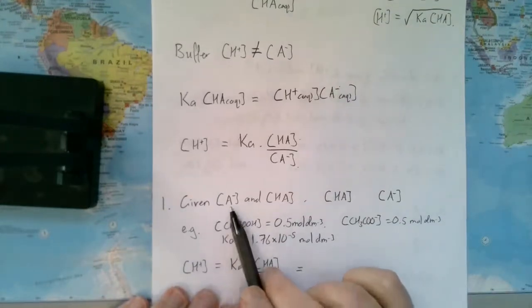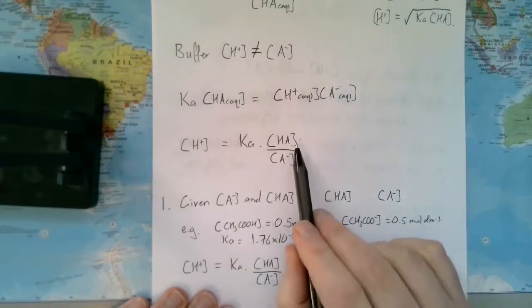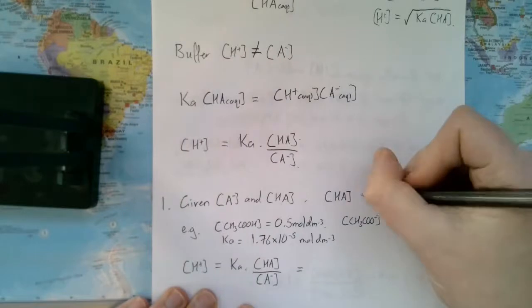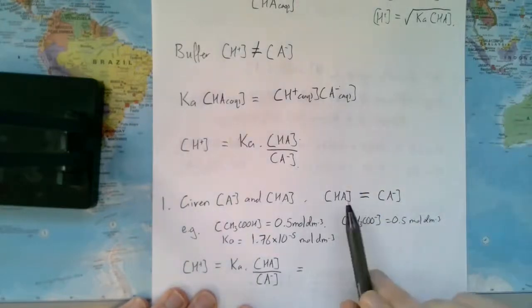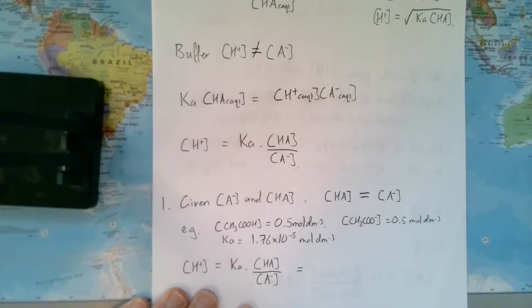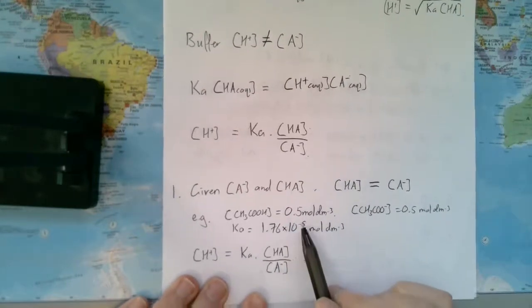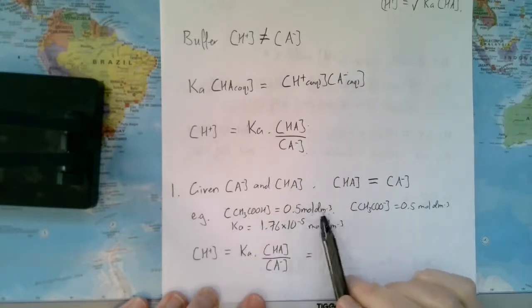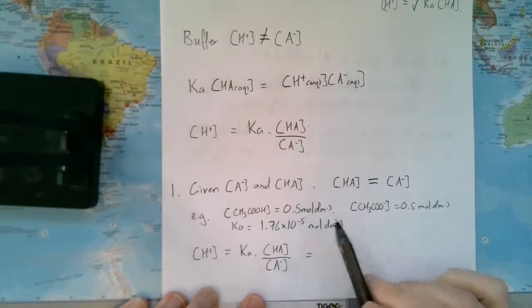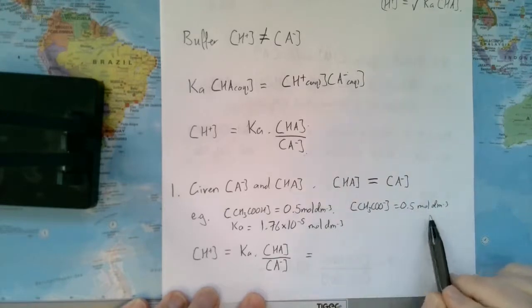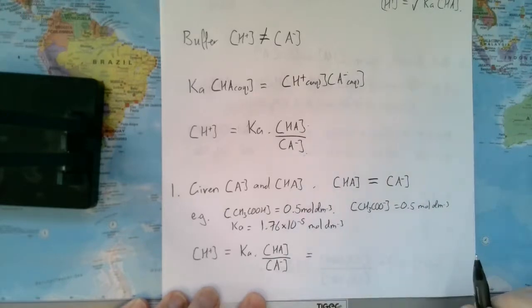So, this is the one, I guess, that you really hope comes up in the exam. You are given the concentrations of both the HA and A-, and in this situation, the amount of weak acid is exactly the same as the amount of the conjugate base. Here's an example just to show you what I'm talking about. You're told that the concentration of ethanoic acid is 0.5 moles per decimetre cubed, and the concentration of ethanoate ions is also 0.5 moles per decimetre cubed.